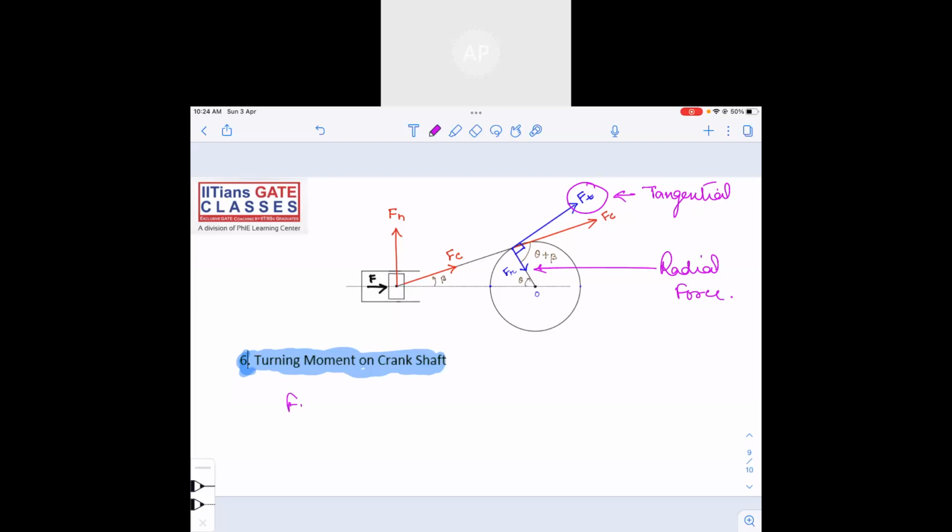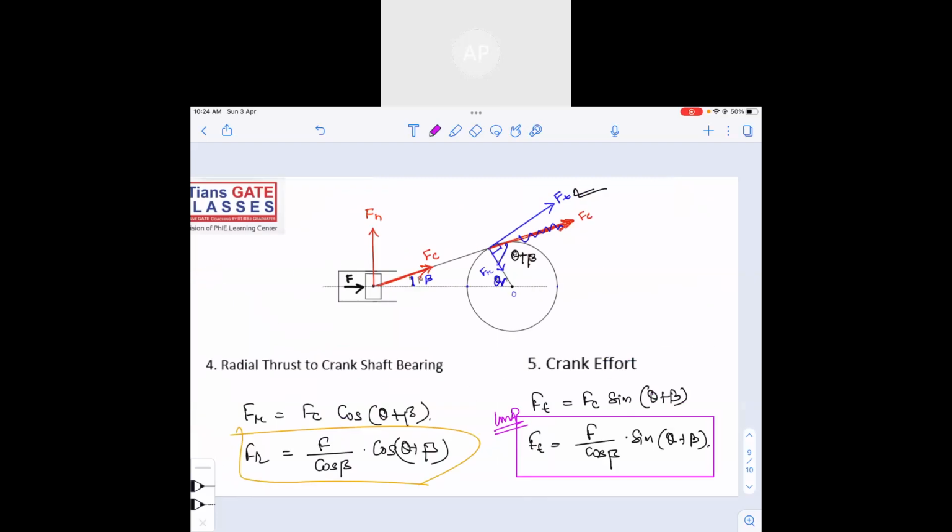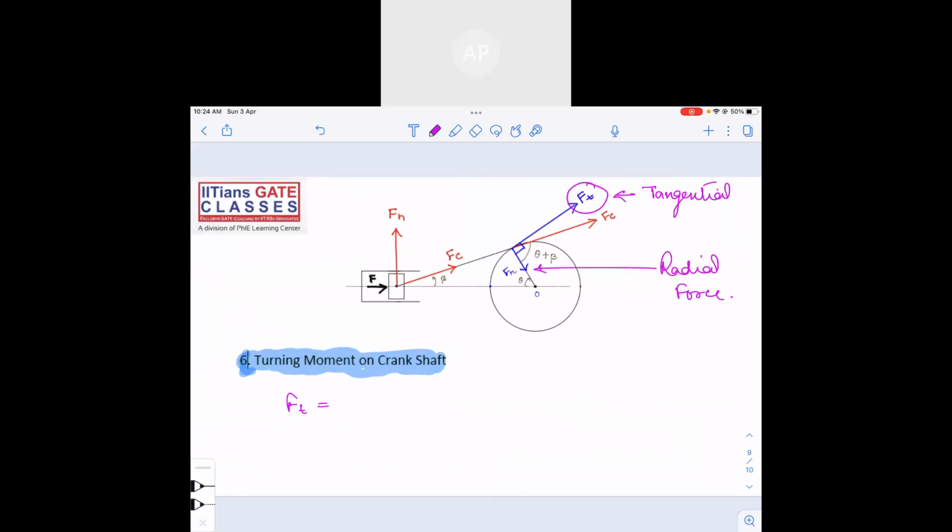We have already found out what Ft is. So now, what is a turning moment? Turning moment is nothing else but a torque. Take the torque on the crankshaft. So this is the shaft.